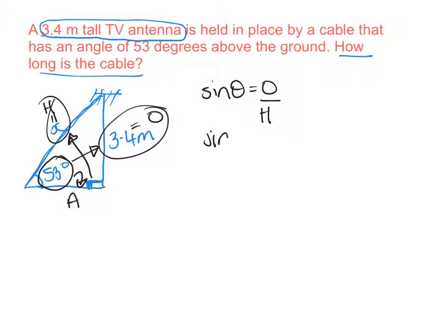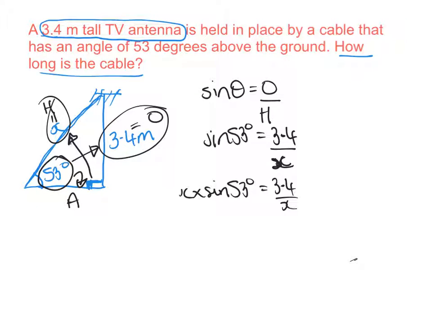So sine of 53 degrees is equal to the opposite side, which is 3.4, over the hypotenuse, which we don't know and we'll call x. Now what can we do? We need this x off the bottom. What about if we times by x on both sides?